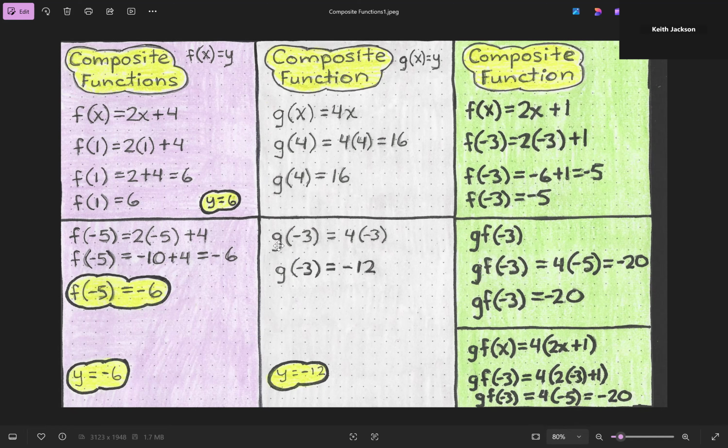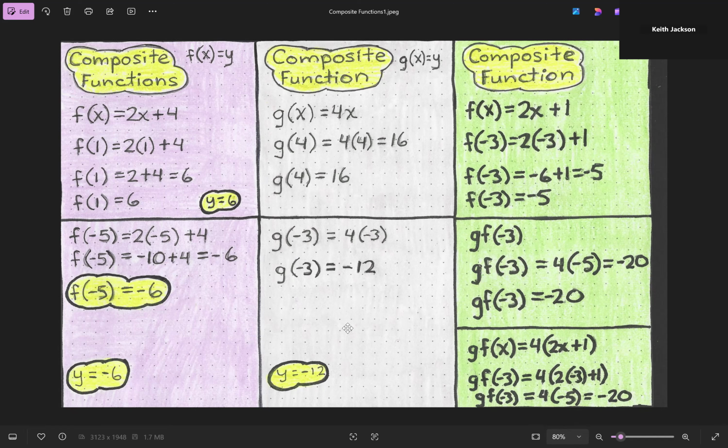And let's go ahead and plug in -3 as an x value, keeping in mind that we have to multiply it by 4. So we have g of -3 is equal to 4 times -3. And so we know that g of -3 is equal to -12, because 4 times -3 will give us -12. And that is the same as saying y is equal to -12.